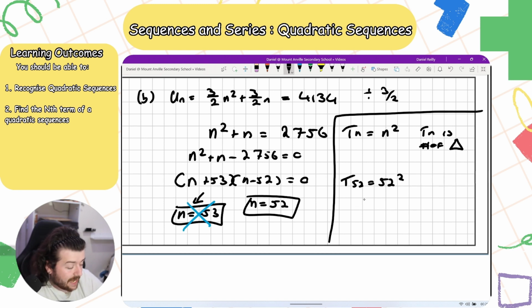Therefore, in the 52nd pattern, there are 2,704 triangles in the pattern.